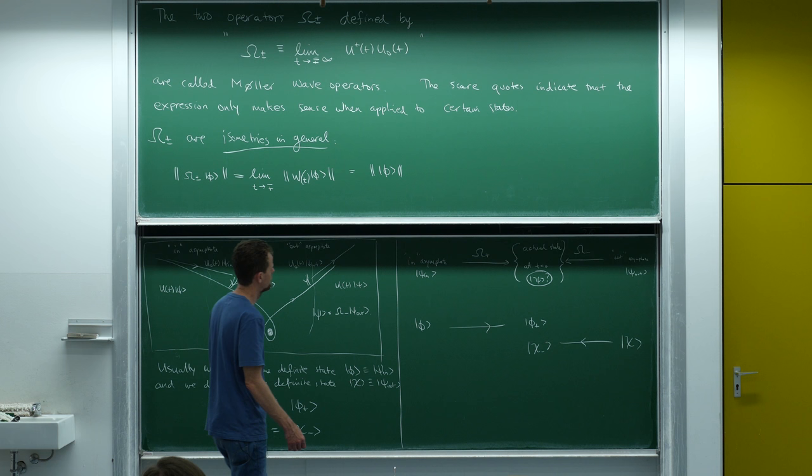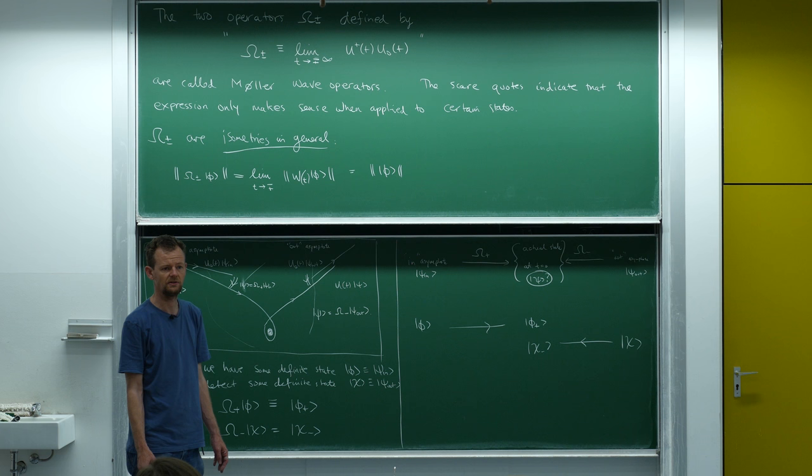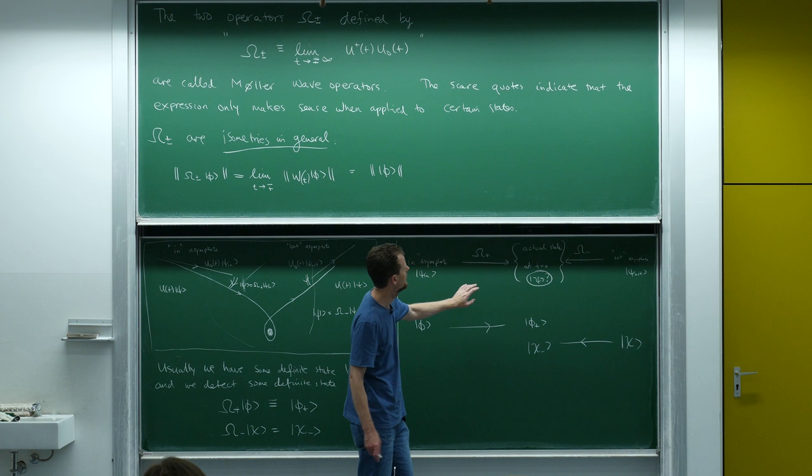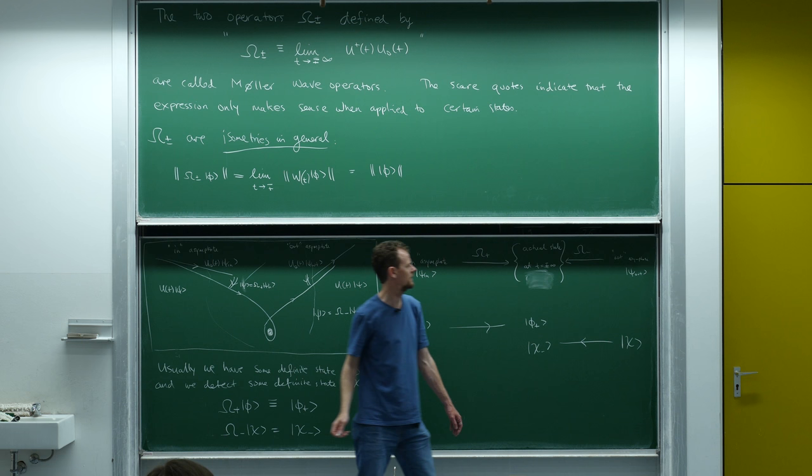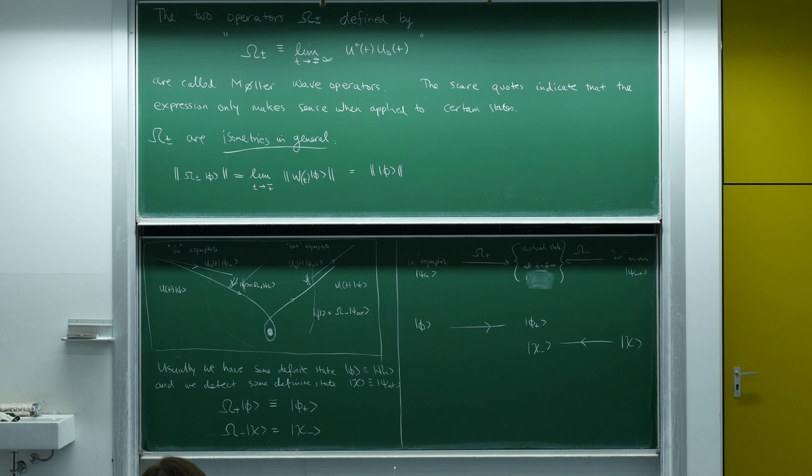Actually, I don't like this depiction very much because it's suggesting that the Moller operator takes a state at t equals zero. So what I'll do is rewrite this slightly. I think that's safer. I prefer to write it like that.